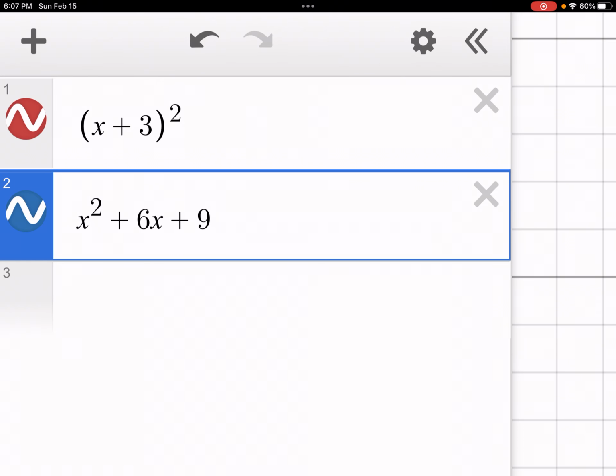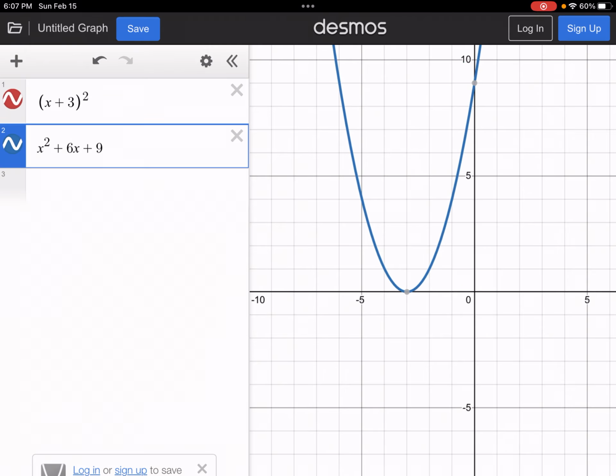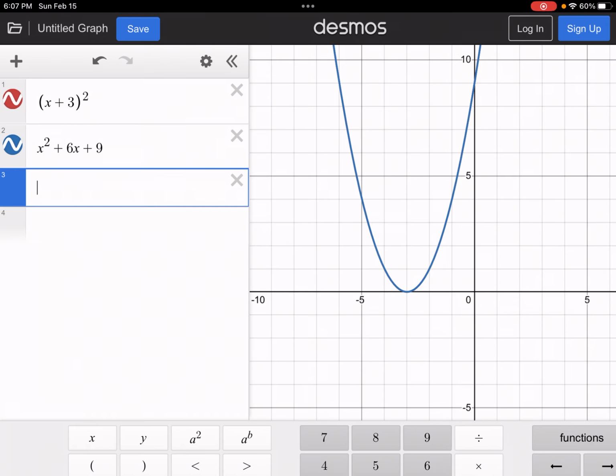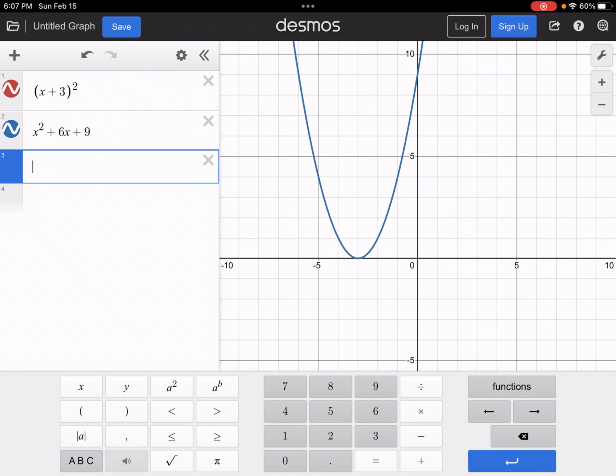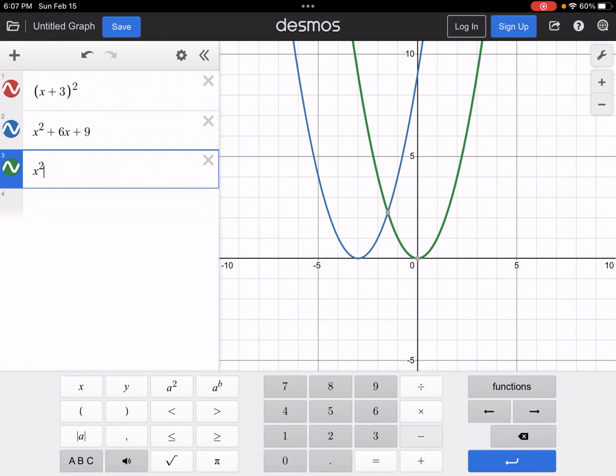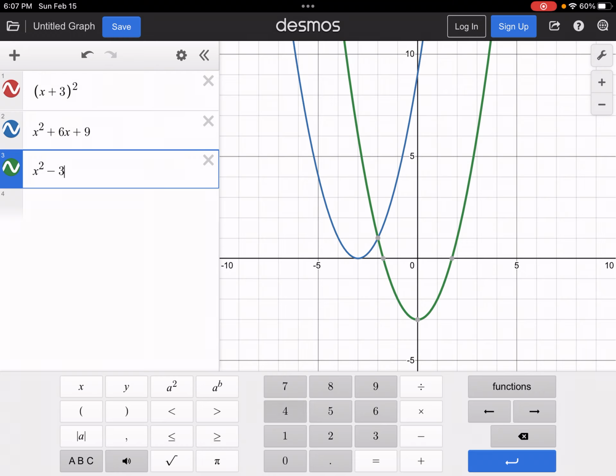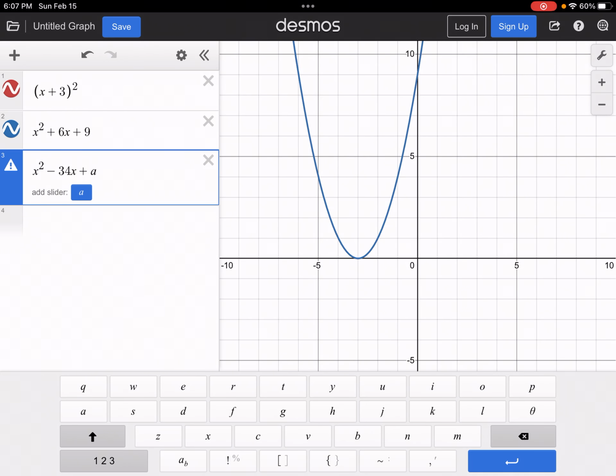So 6 to 3, I divided by 2. And to get the 9 from there, I just did 3 squared was 9. So they're all related. If we come back to the graph that we were given, we're supposed to graph x squared minus 34x, and then I think it's plus a. I don't remember. I'm just going to say a because it doesn't really matter.